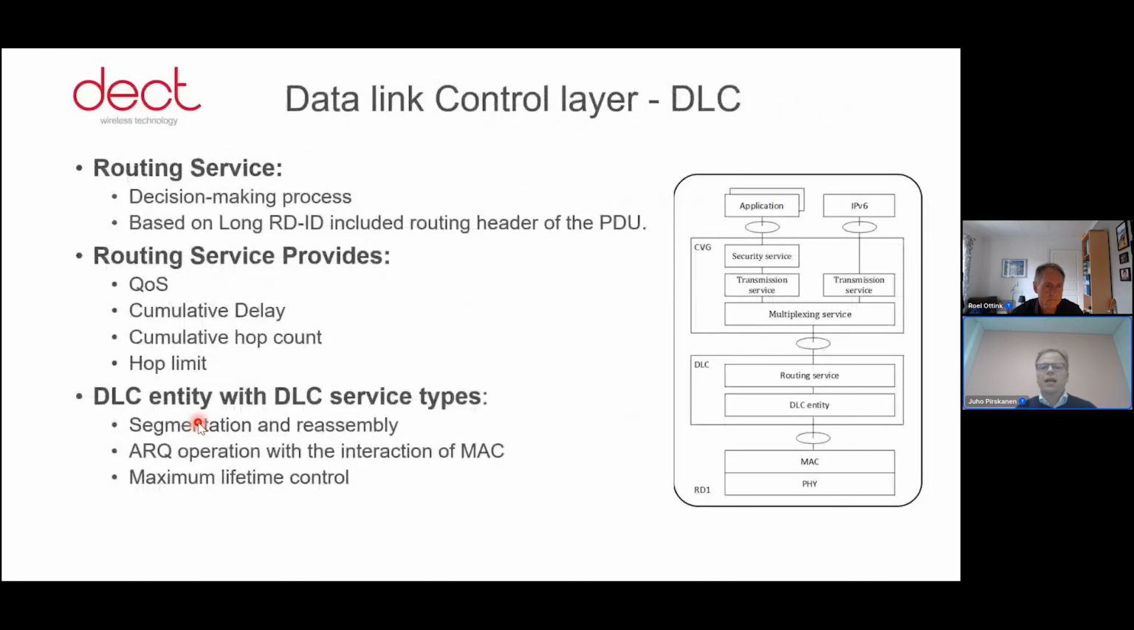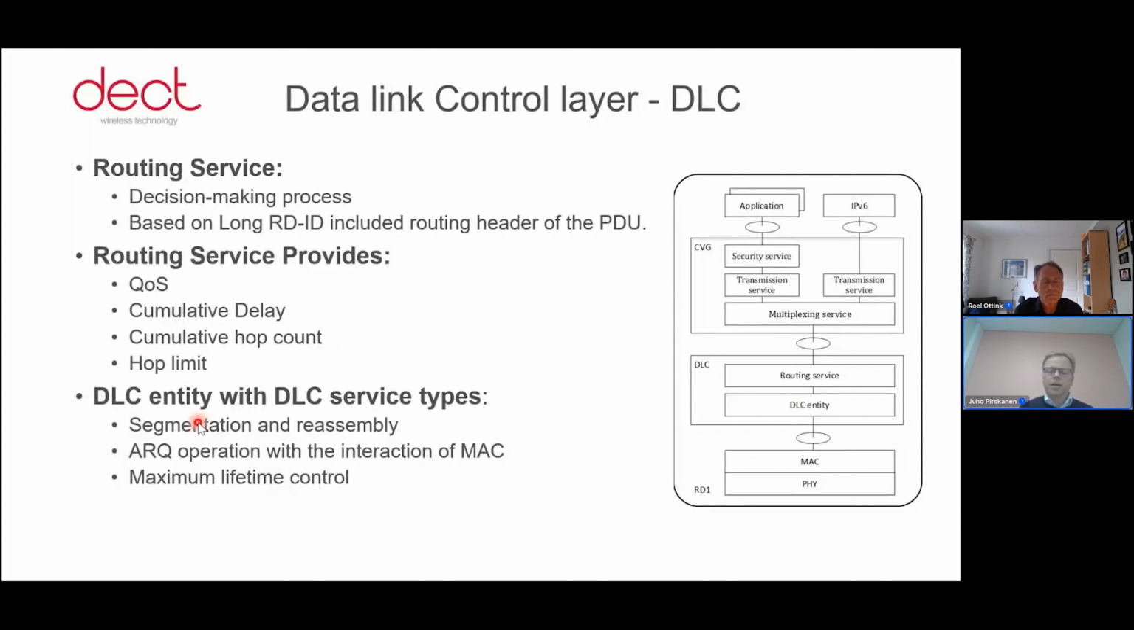Then if we look at the data link layer, so now we are going from the end-to-end to the lower, the link specific and so forth. Well, the routing service is somewhat between. So basically the routing service provides the decision making of where to forward the data based on the radio IDs, long radio IDs. It also provides quality of service, so prioritizing data between different priorities when transmitting data forward.